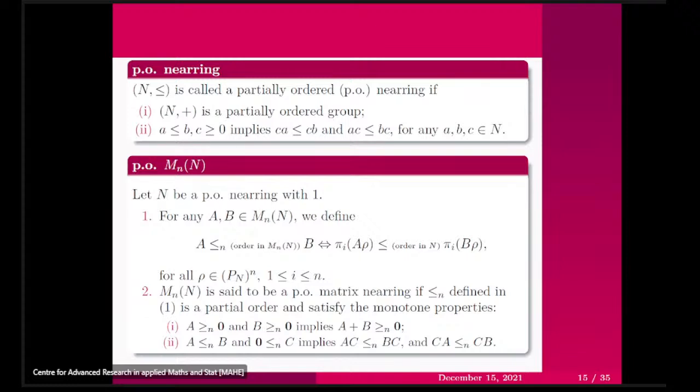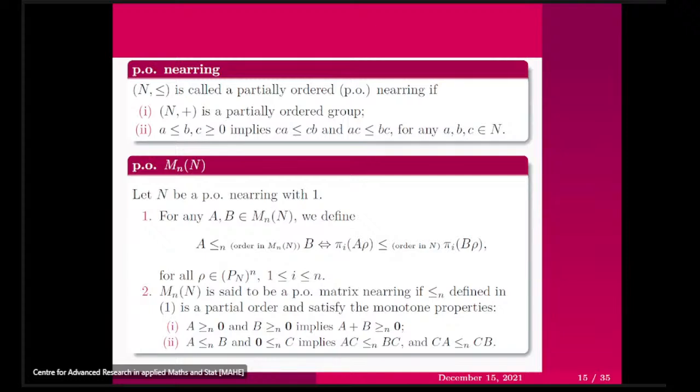M_n(N) with less than or equal to becomes a partially ordered near-ring if (N, +) is a partially ordered group and the product monotonicity holds, as they have shown here. Let N be a partially ordered near-ring with 1. Then for any A, B belonging to M_n(N), we define the order between these two as A ≤ B if and only if the i-th projection map of A(ρ) is less than or equal to the i-th projection map of B(ρ).